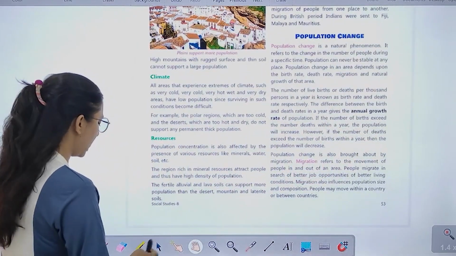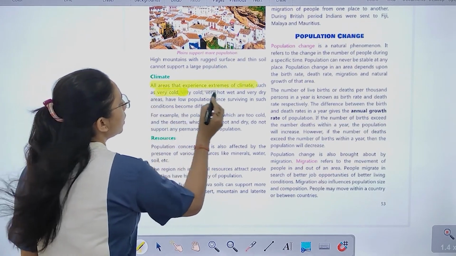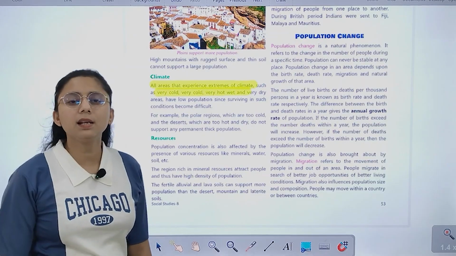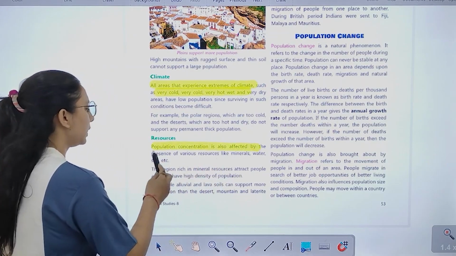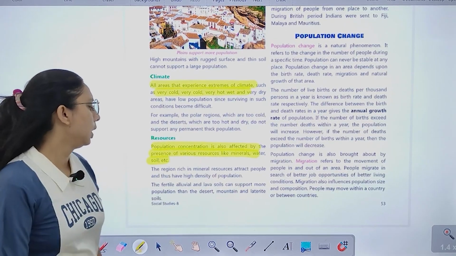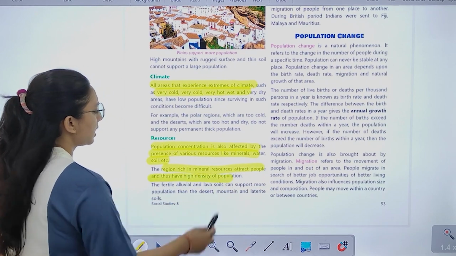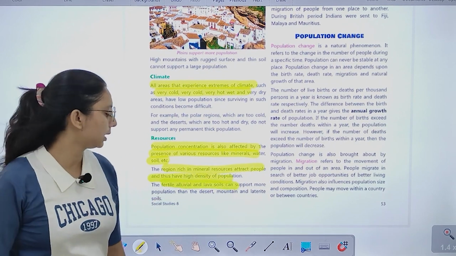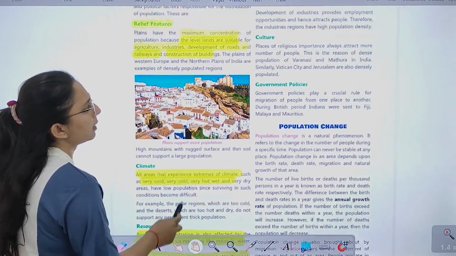If we talk about climate, all areas that have experienced extreme climate, such as very cold, very hot, wet, dry, these are the different climatic conditions. Resources: population concentration is also affected by the presence of various resources, like minerals, water and soil. The region rich in mineral resources attracts people and thus has high density of population. Fertile alluvial or lava soil can support more population than desert, mountain and lake.